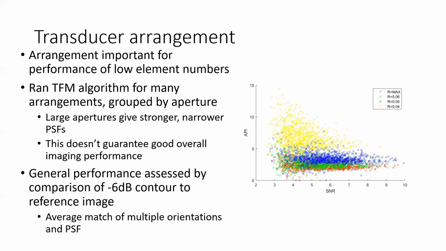a worse resolution. However, the point spread function alone is not enough to guarantee good general imaging performance. So we combined this with another metric, which is the percentage match of an image to a reference image. Specifically, we're comparing the -6 decibel contour of a bar object and calculating the percentage match to the image produced by the full 100 element array.